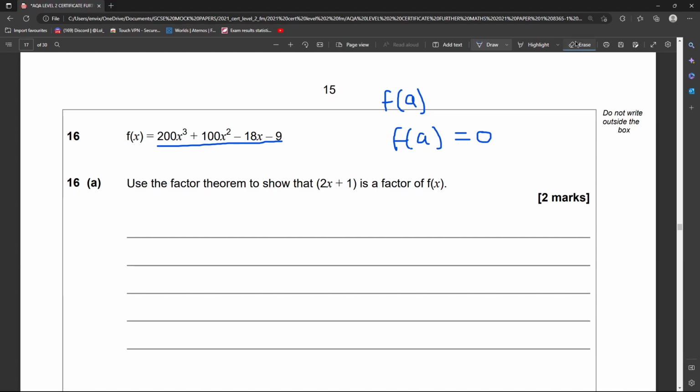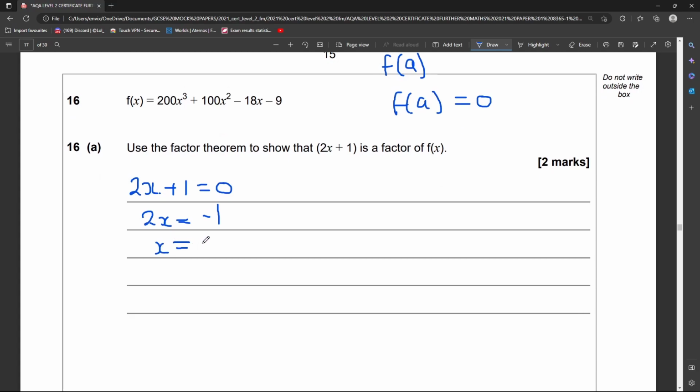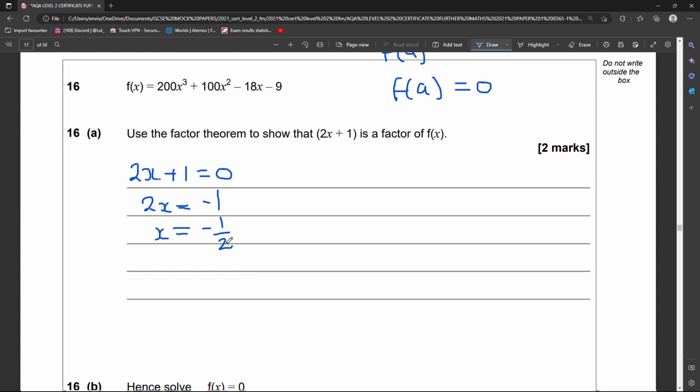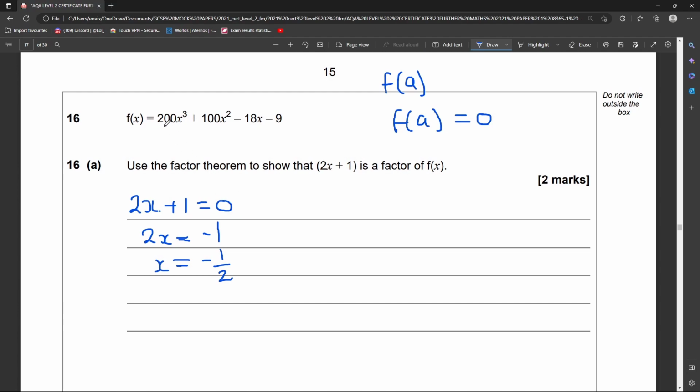So basically, the question tells us to show that 2x plus 1 is a factor of f of x. So what we first have to do is make that equal to 0. And I'm doing that right now. And if we do that, we get x is equal to -1/2. And basically, if we sub in -1/2 into this equation, the equation should equal 0 because the question is telling us to show that it's a factor.